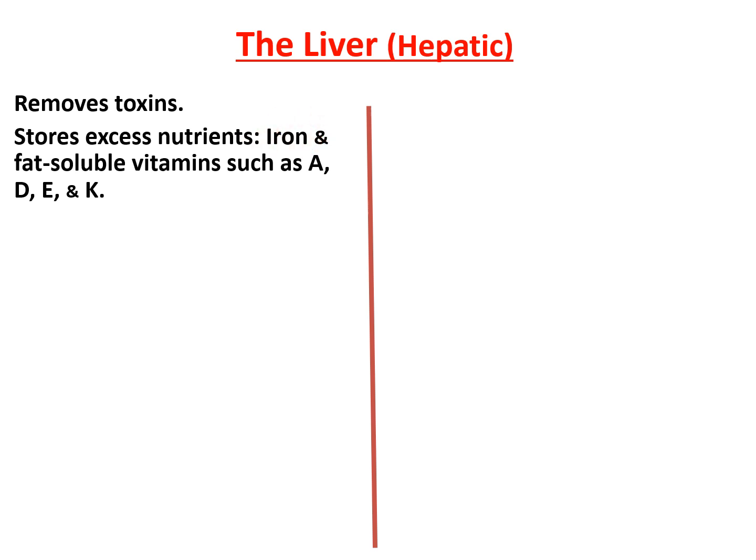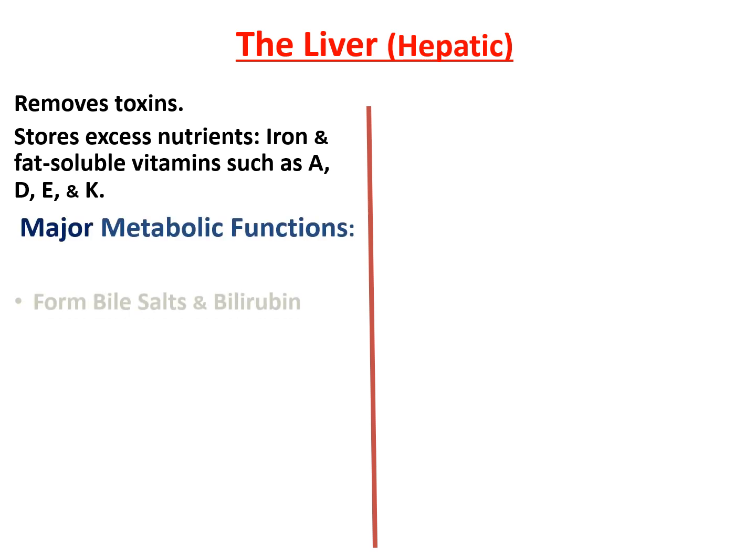In times of increased need, like in pregnancy, or if you happen to have an iron deficient diet, there is iron stored in the liver in order to allow for proper manufacture of hemoglobin. Then we have other metabolic functions.